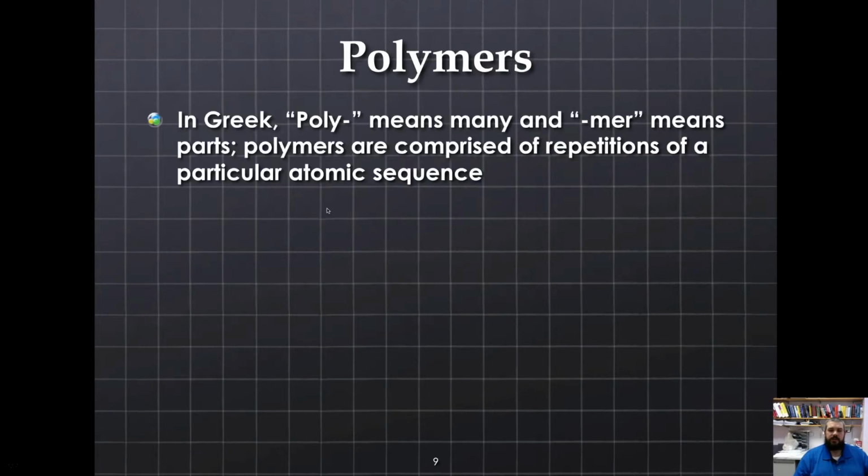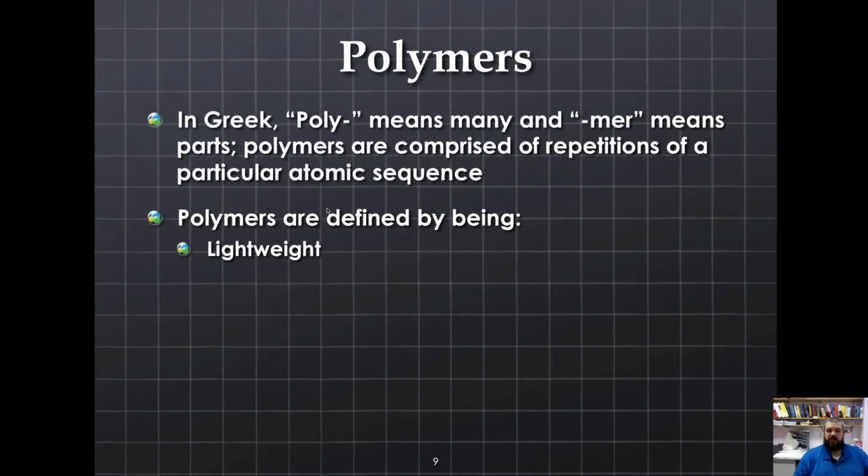Polymers are sort of a newer, up and coming type of material that are being used for a wide variety of applications. Poly comes from the Greek meaning many. Mer just means unit or part. So polymer is literally just many parts. And it's essentially a sequence or a repetition of a single atomic sequence.